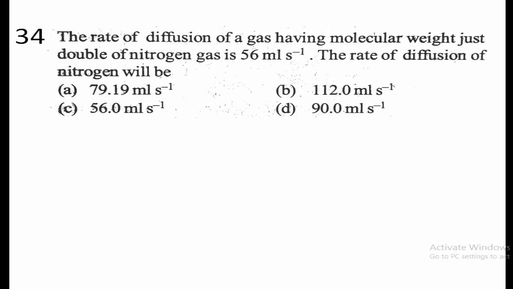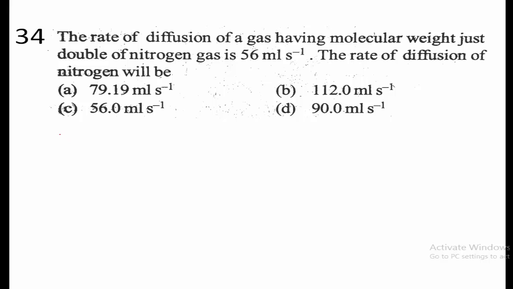34th, the rate of diffusion of a gas having molecular weight just double of nitrogen gas is 56 milliliter per second. The rate of diffusion of nitrogen will be? So what have they given here? The rate of diffusion of a gas having molecular weight just double the nitrogen gas is 56 milliliter per second. What will be the rate of diffusion of nitrogen?